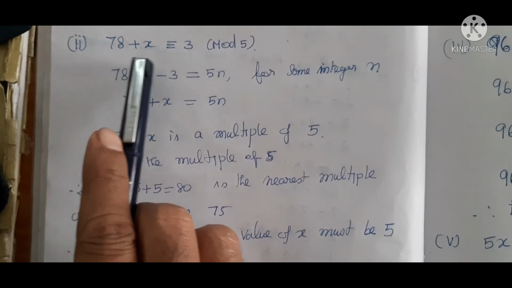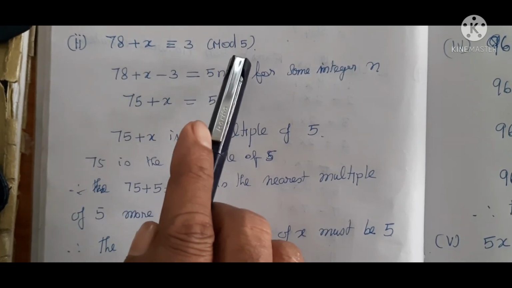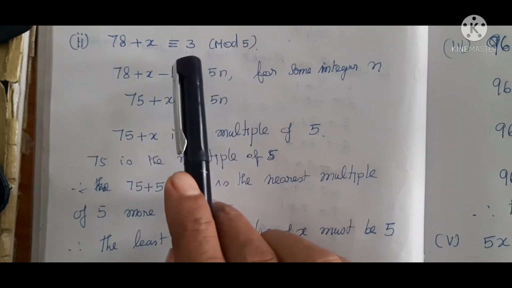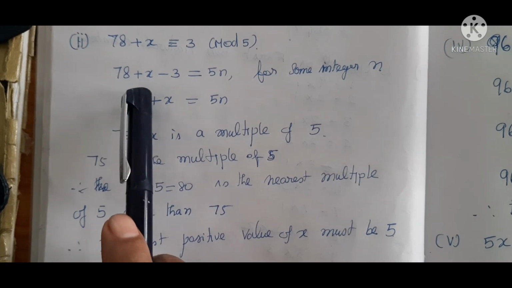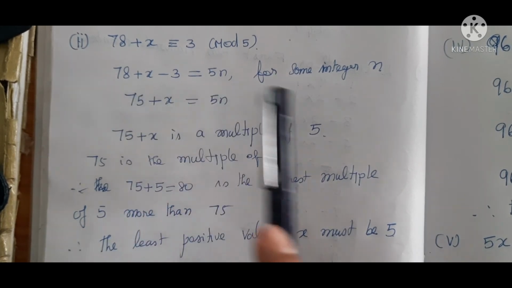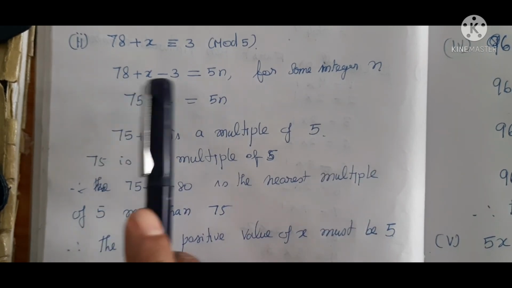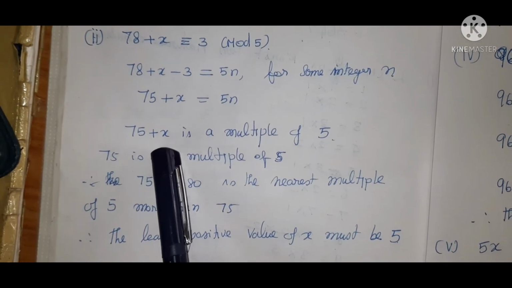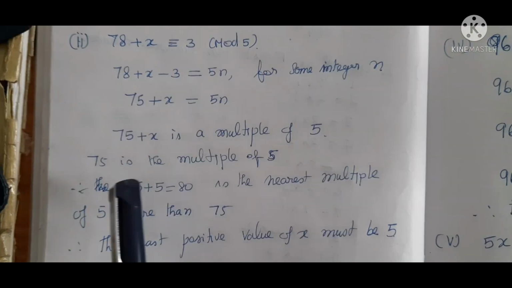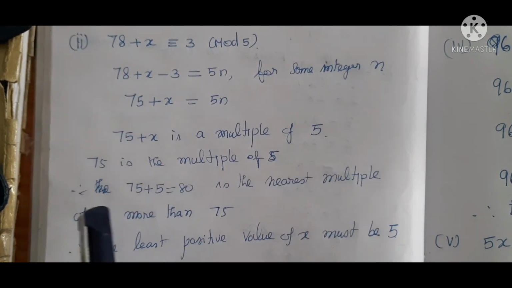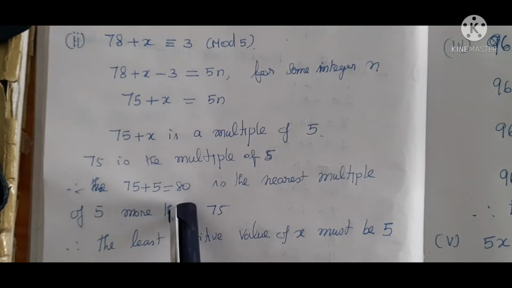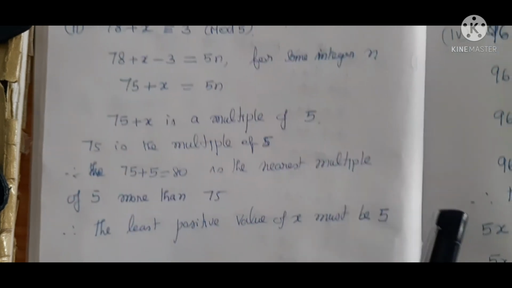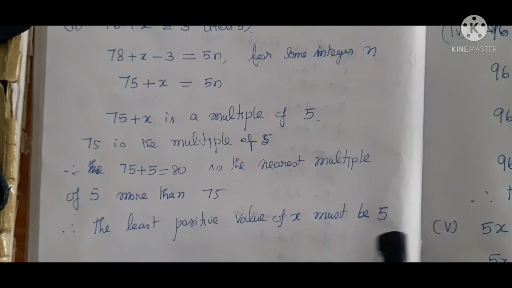Second sum, 78 plus x congruent to 3 mod 5. Here 78 plus x is the dividend, 5 is the divisor, 3 is the remainder. 78 plus x minus 3 is equal to 5n for some integer n. 78 minus 3, 75 plus x is equal to 5n. 75 plus x is a multiple of 5. 75 is a multiple of 5, then 75 plus 5 is equal to 80, the nearest multiple of 5 more than 75. Therefore, the least positive value of x must be 5.